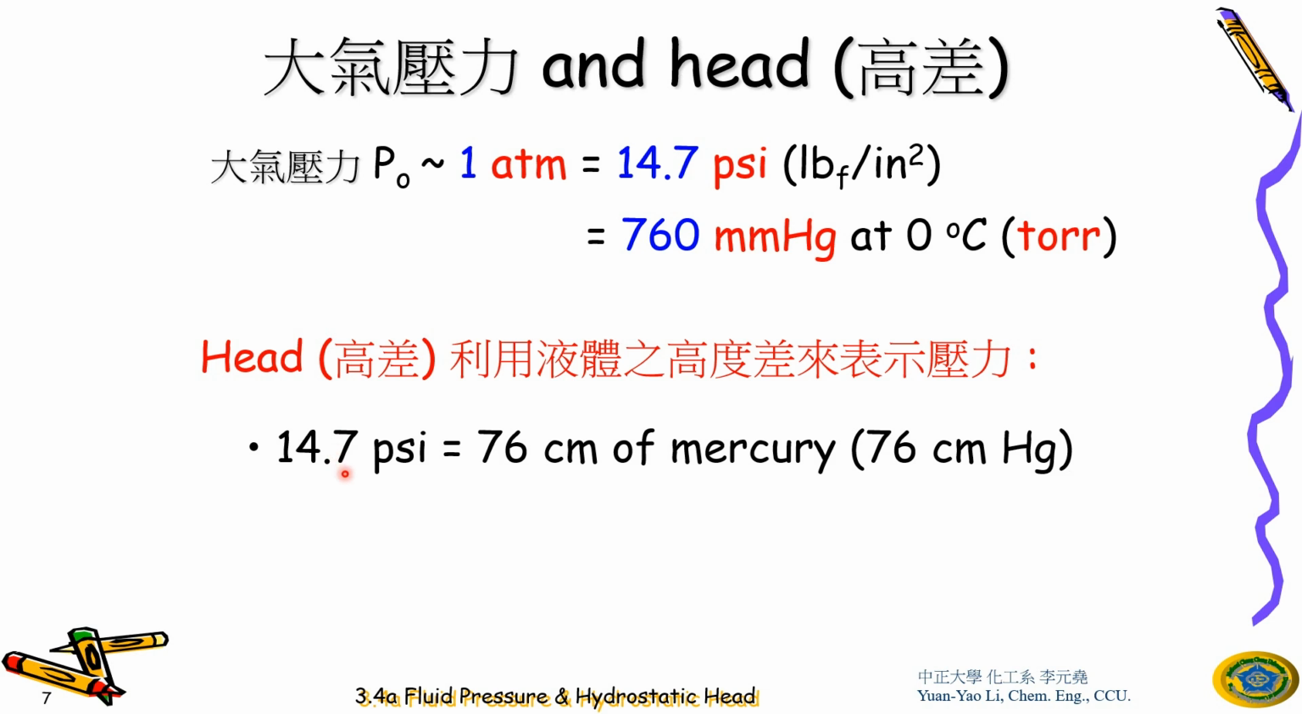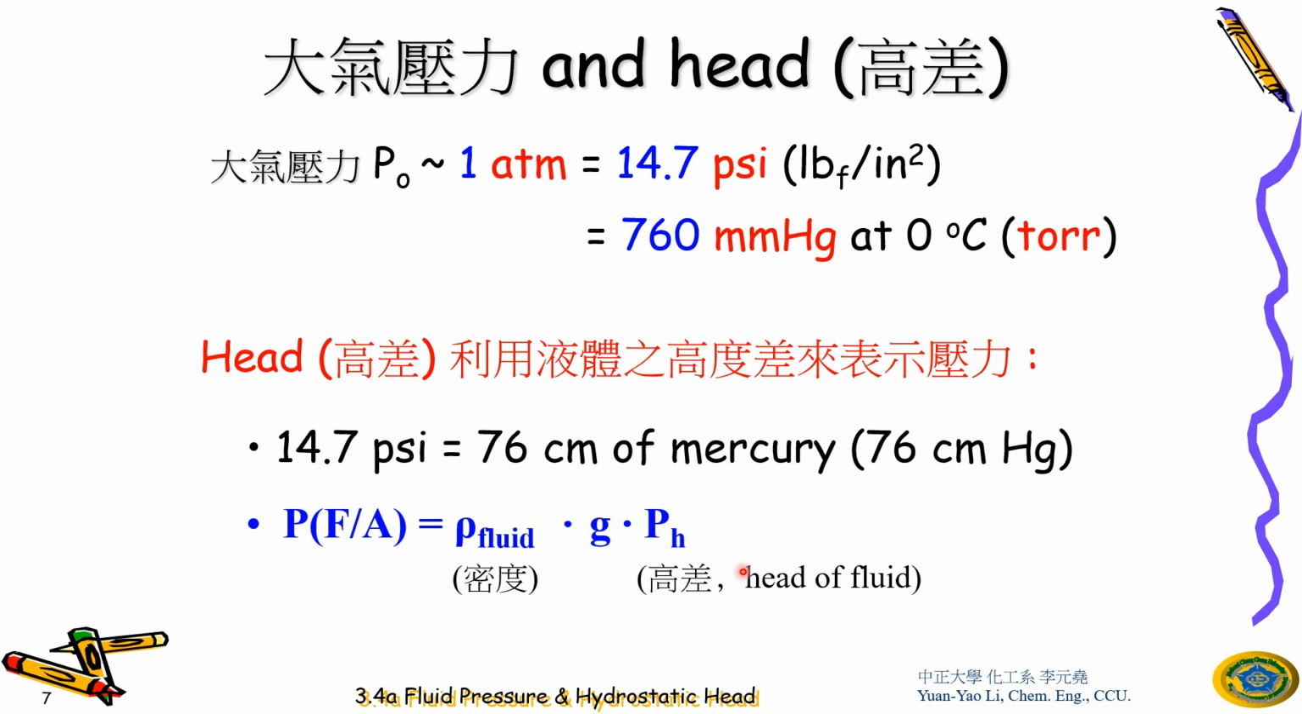So 14.7 psi equals 76 centimeter, of course, which is 760 millimeter mercury. So why is it 760 millimeter mercury? If you have mercury and the height of the mercury is 76 centimeter, that will be called 1 ATM.